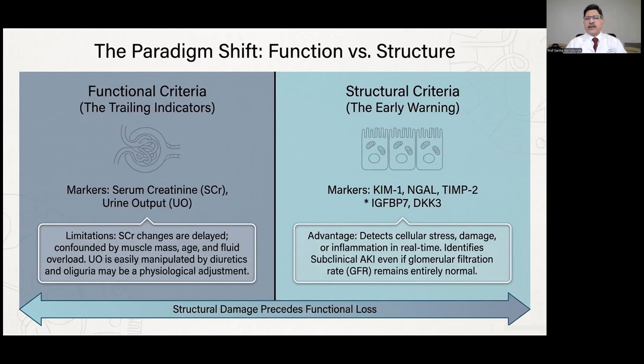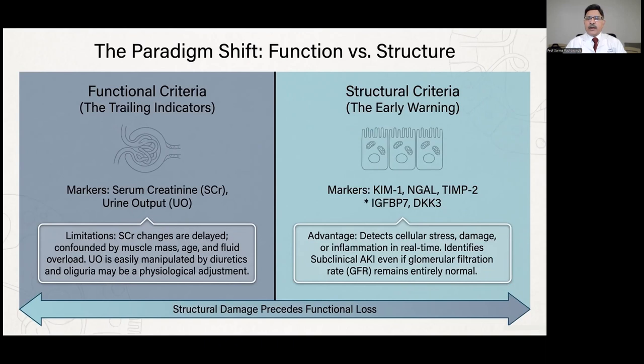What are the markers? KIM1, NGAL, TIMP2, IGFBP7, DKK3. These markers have to be obtained in all patients of suspected AKI: KIM1, NGAL, TIMP2, IGFBP7 and DKK3. What are these abbreviations, expansions? I will give you in your WhatsApp.